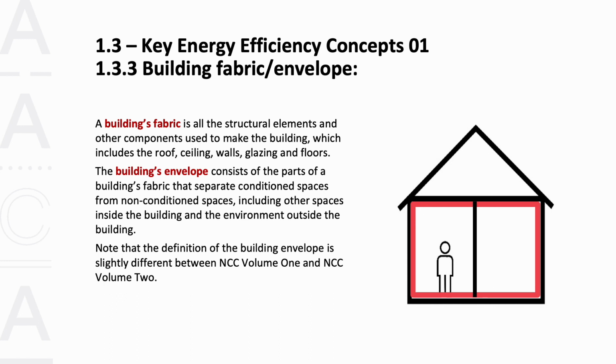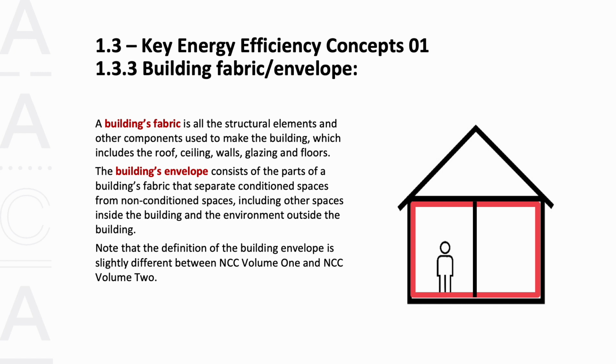They can help to reduce the transfer of heat into and out of the building. So this helps to maintain a comfortable temperature in the conditioned spaces and reduces the need to use energy to heat and/or cool the building. Using appropriate materials in the building fabric, along with appropriate insulation, can help to limit unwanted heat flow and reduce the amount of energy needed to heat or cool the conditioned spaces in the building.